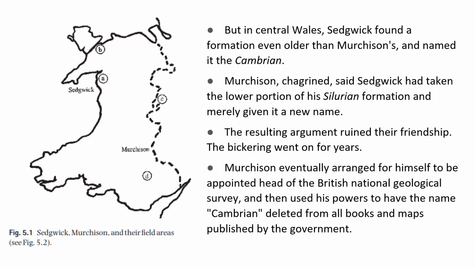It eventually got to a point where Murchison had used his wealth and aristocratic status to arrange for himself to be appointed to the head of the National Geological Survey of England, and then used his status there to have Sedgwick's name of Cambrian removed from all government books, texts, and maps. Pretty much saying Cambrian is no good, it's all just Silurian. And that was kind of the end of it. They did not speak for the rest of their lives.